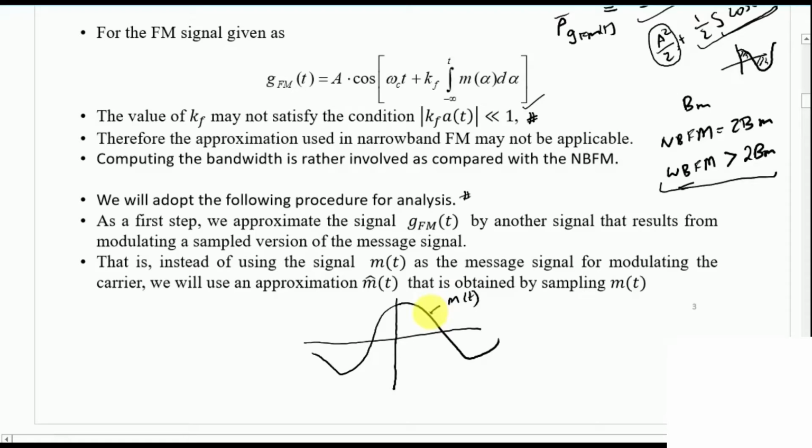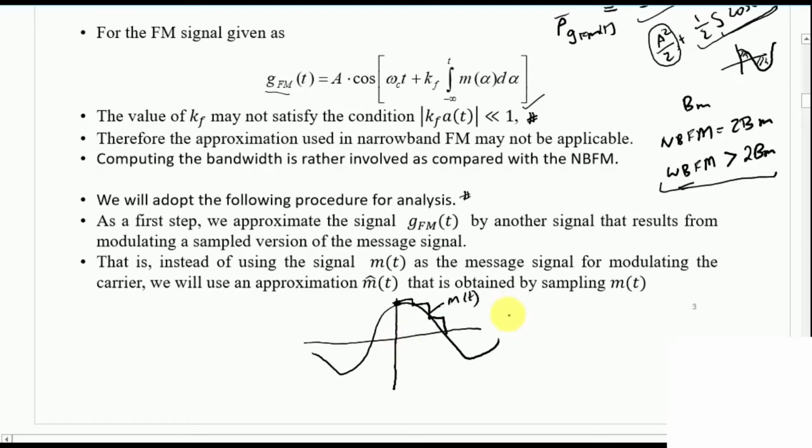So there is no closed form expression by means of which we can determine the bandwidth of the message signal when we modulate it and we get phi FM of t. So in order to modulate this, we follow a process which we call sample and hold. So we will pick this sample and we will hold it for some time, and then we will pick this sample and hold it, then pick this sample and hold it, and so on.